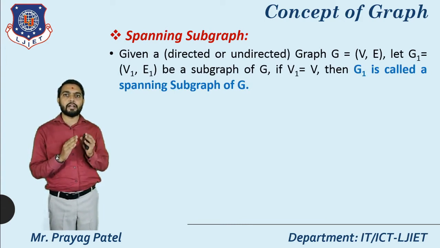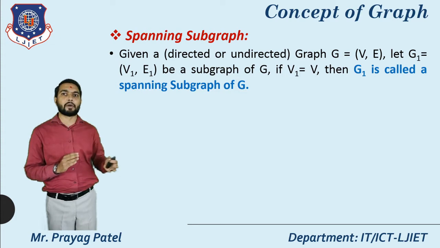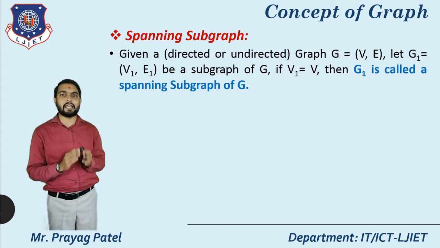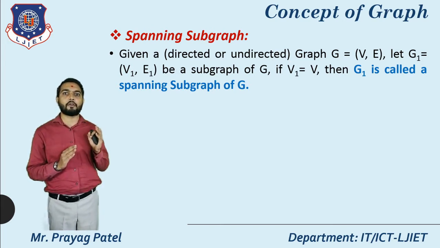Given a directed or undirected graph G = (V, E), let G1 = (V1, E1) be a subgraph of graph G. So here G is a given graph and G1 is your subgraph, with V1 as the vertices and E1 as the edges. If V1 = V, then G1 is called a spanning subgraph of G.